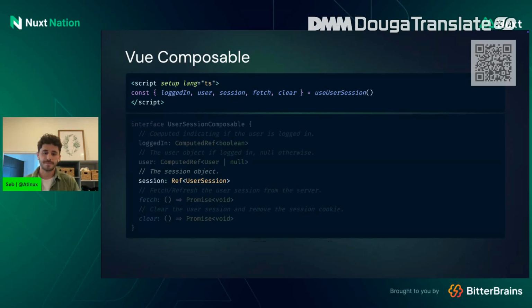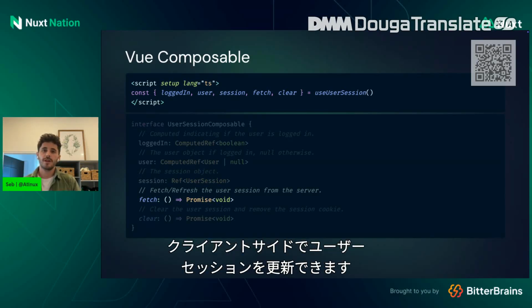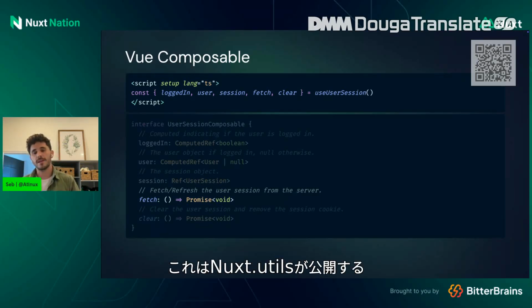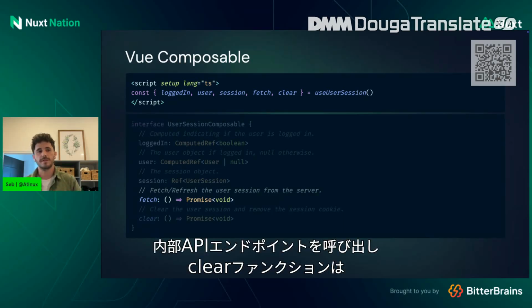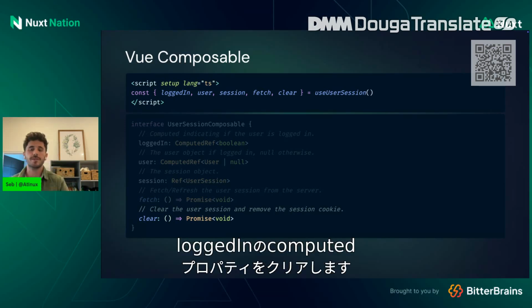and so on. We have a fetch method that allows you to refresh the user session on the client side by calling an internal API endpoint exposed by Nuxt Auth Utils, and a clear function that will remove the cookie and clear the user and loggedIn computed variables.